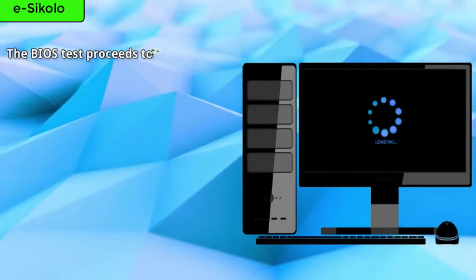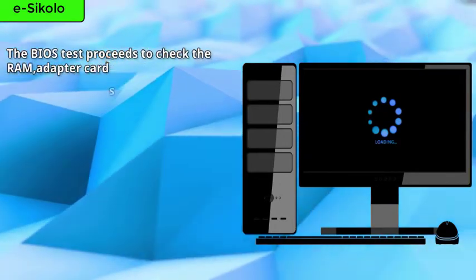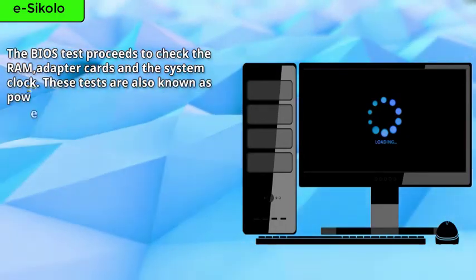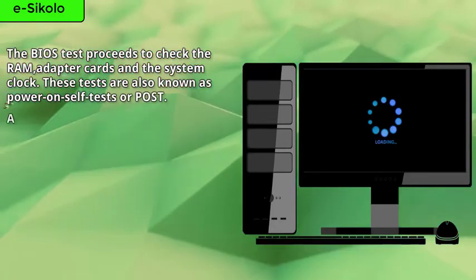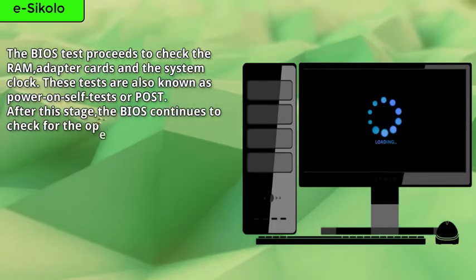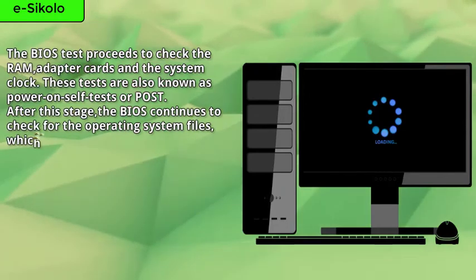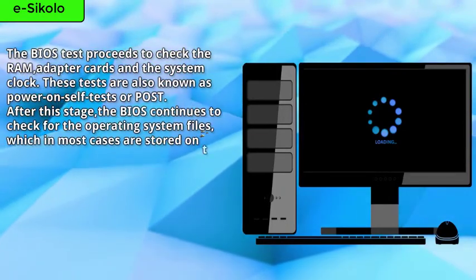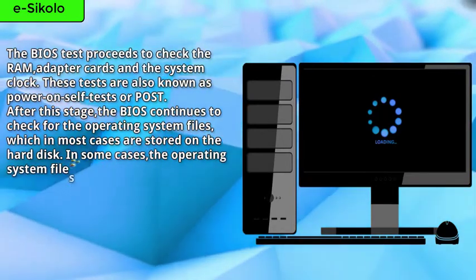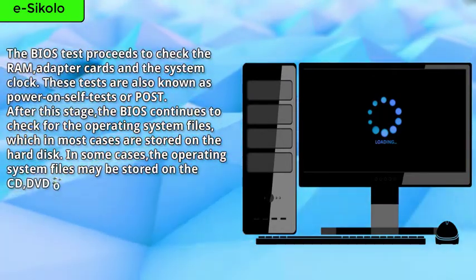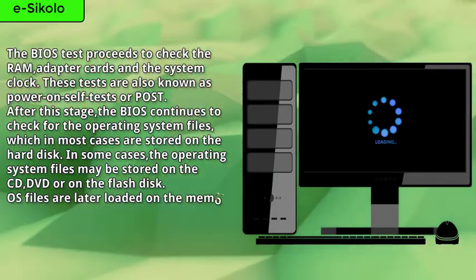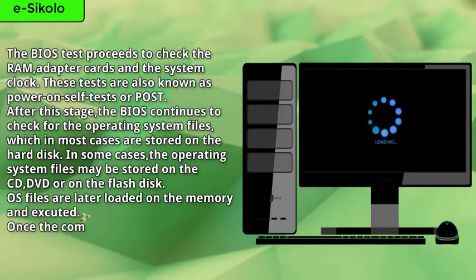The BIOS proceeds to check the RAM, adapter cards, and the system clock. These tests are also known as power-on self-tests or POST. After this stage, the BIOS continues to check for the operating system files, which in most cases are stored on the hard disk. In some cases, the operating system files may be stored on the CD, DVD, or the flash disk. OS files are later loaded on the memory and executed.